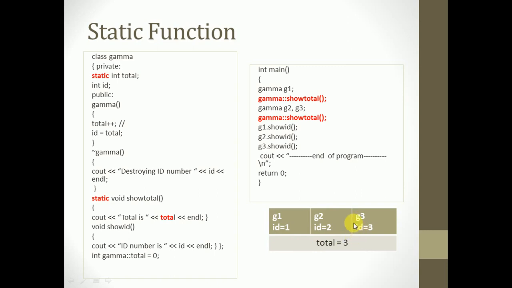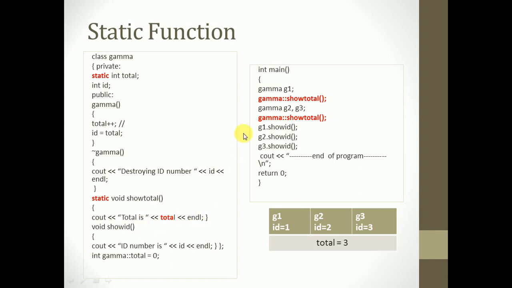So here the total value is incremented to 1, and that value is stored in id. So for G1 the id value is 1. Now I am calling the show total function. Show total is a static function, so how do I call it? With the class name, the scope resolution operator, and the function name. Once I call this, it automatically goes to the show total function, and it will display total is total. What is the value of total? 1. So that will be printed.